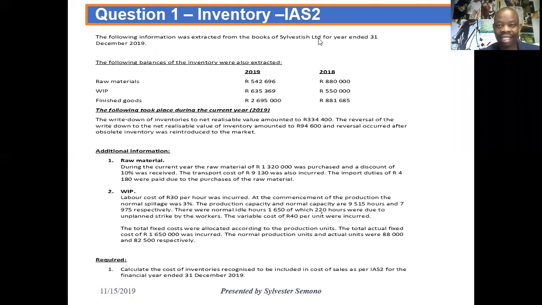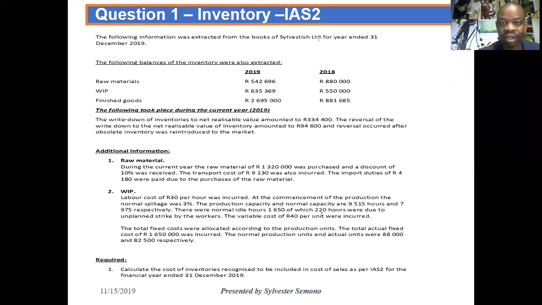Firstly, we need to highlight the fact that our business is Sylvester Ltd. This is very much important. This is our current year, 31st of December. And they gave us the following inventory. This is the inventory that we've been given. As you can see here, we've got the raw material, the work in progress, and the finished goods. These figures are for the end of the current year, and 2018 is the previous year. So this is the stock given to us at the end and at the beginning.